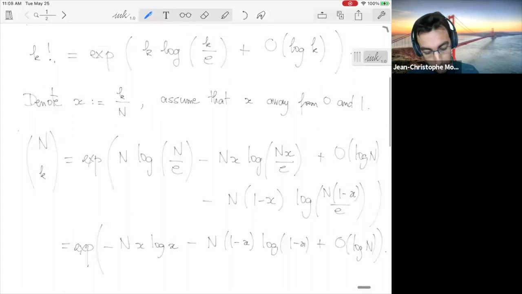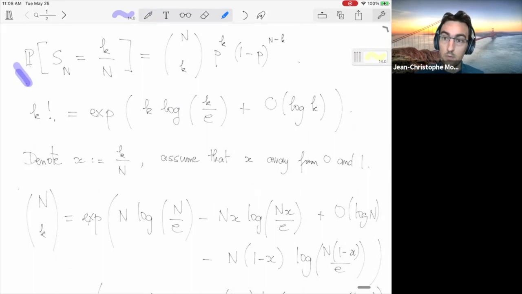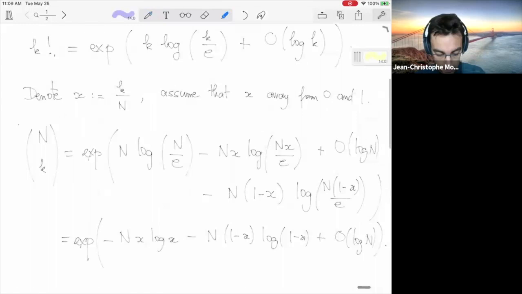So recall that I'm doing this computation about this combinatorial factor because I want to understand this probability here. Okay, the probability that Sn is equal to x, in fact. So in this expression, there is the combinatorial factor and there's this p to the k, (1 minus p) to the n minus k. So let's bring back this p to the k and (1 minus p) to the n minus k in the computation.